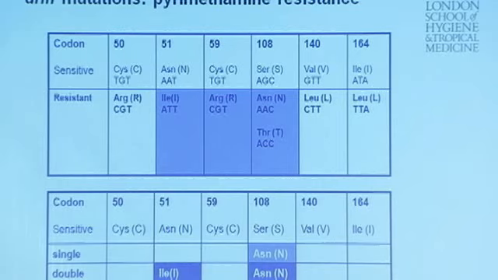Mutations occur at all these codons along the top, and we get different combinations of those mutations. In turn, those confer varying levels of resistance, from very low, to intermediate, to high-grade resistance, which is the triple mutant at the bottom there.